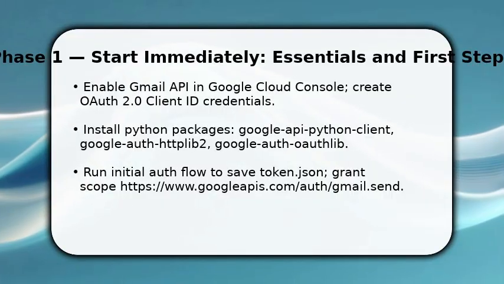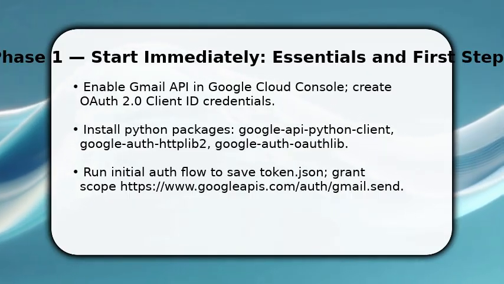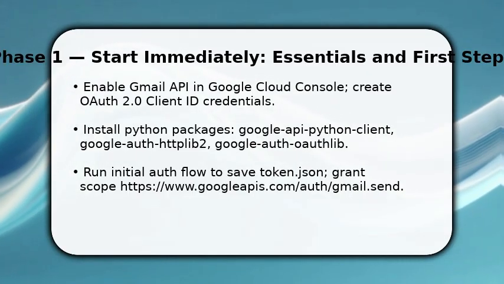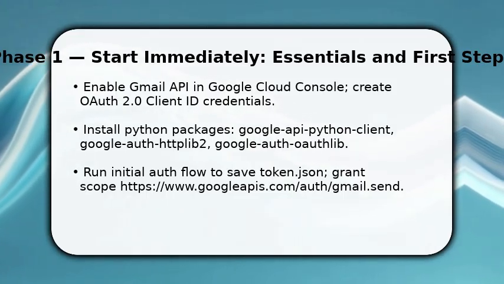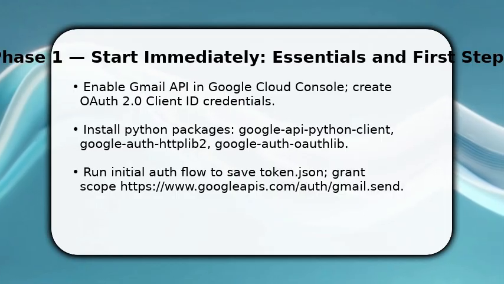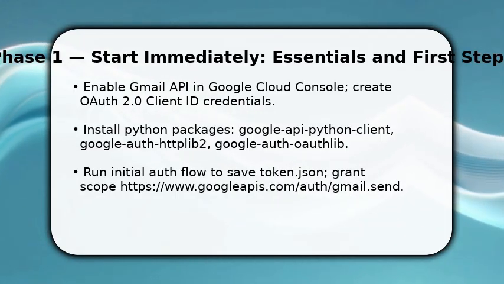You begin by creating a Google Cloud project and enabling the Gmail API. Once done, create OAuth 2.0 client ID credentials for a desktop or web app. Next, install Google API Python Client, Google Auth HTTPlib2, and Google Auth OAuth so your code can authenticate.